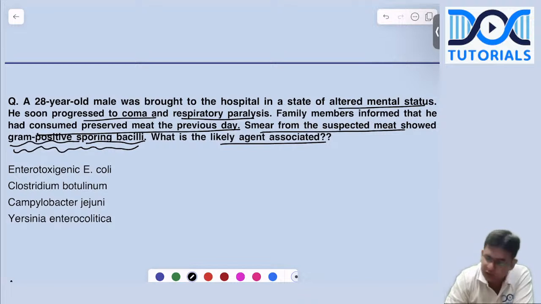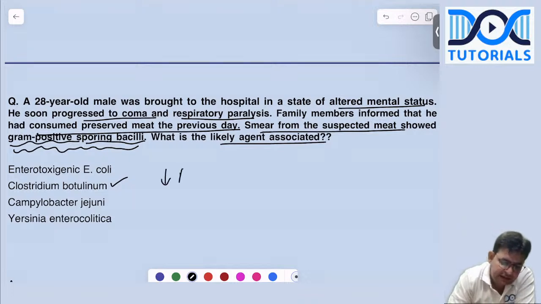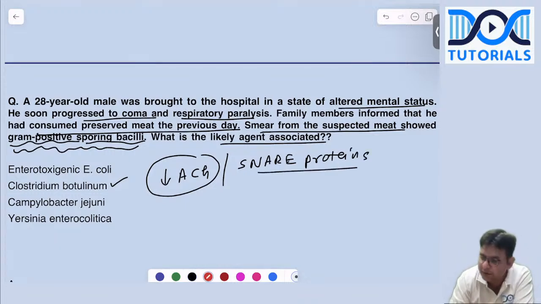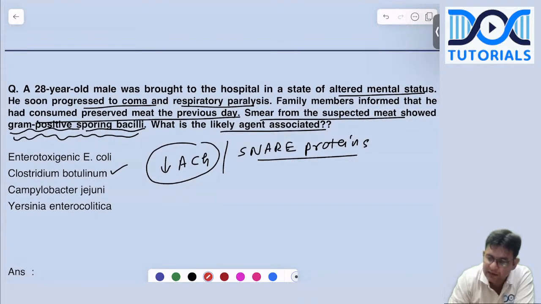The answer to this question, as Sean Parker has told, is Clostridium botulinum. This is a sort of canned food poisoning. It progresses to coma and respiratory paralysis. Its action is anticholinergic. It uses certain SNARE proteins, and the names of these SNARE proteins can definitely be asked: which particular SNARE proteins does the botulinum toxin use?